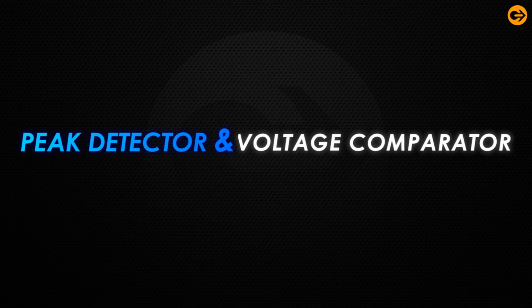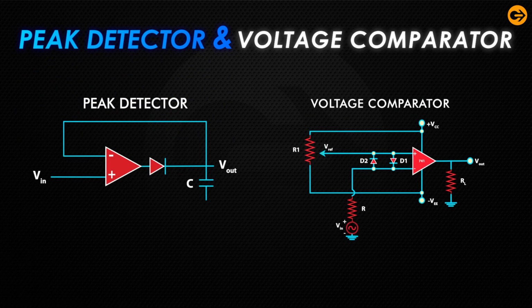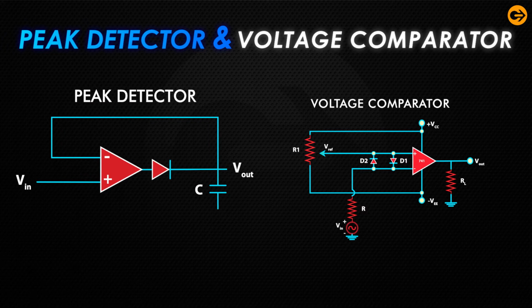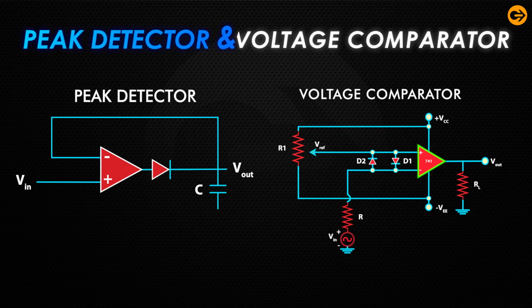Hello students, welcome to another segment of operational amplifier, and today we are going to discuss two circuits, one is peak detector and another is voltage comparator.